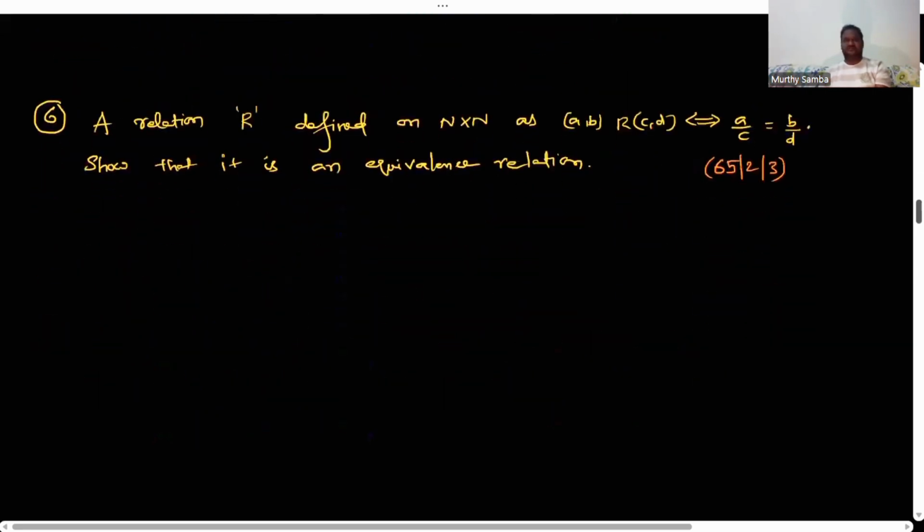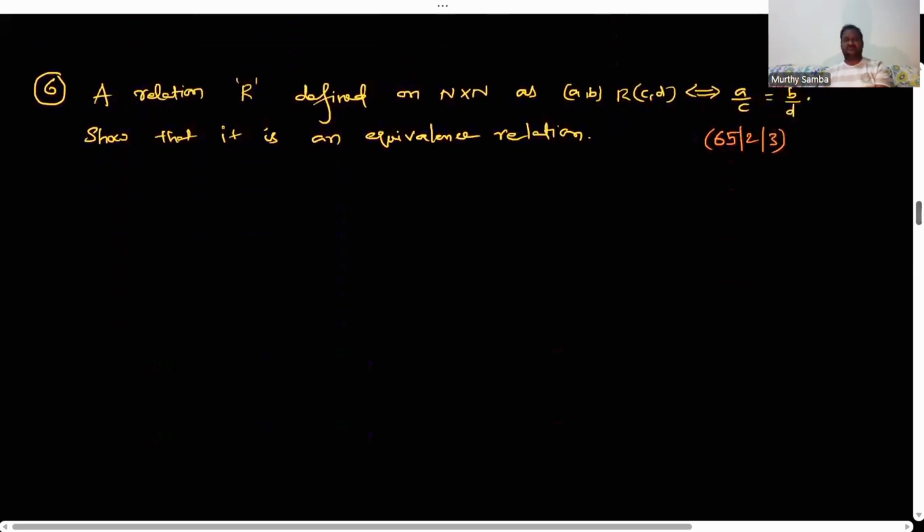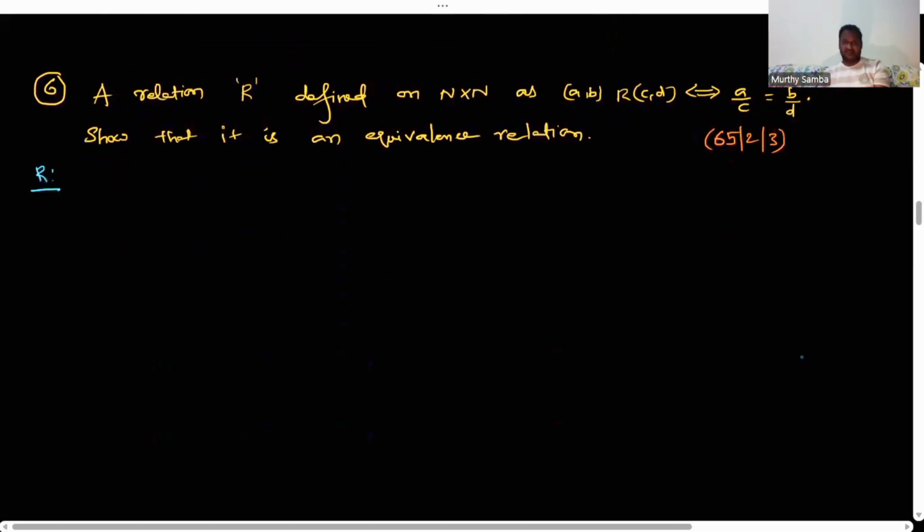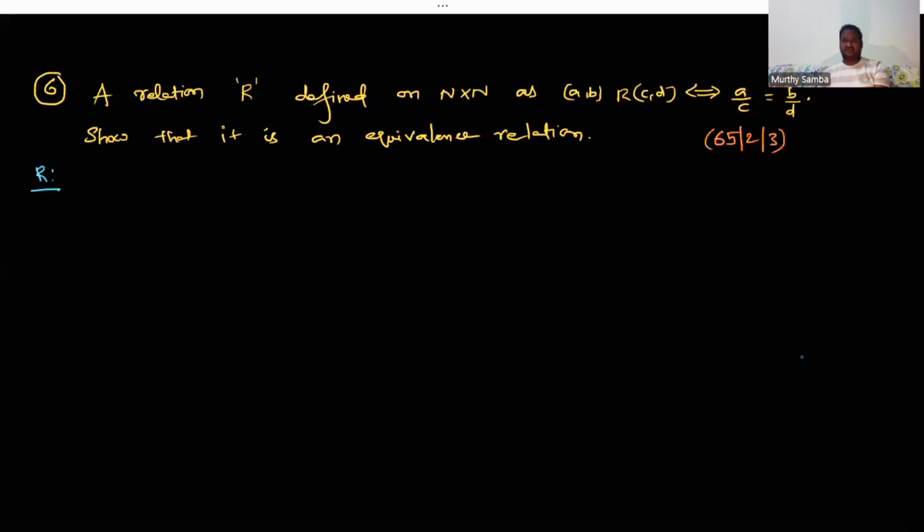So then we'll move on to the next problem. Coming to the next problem, the sixth one. The sixth one is just similar to the fourth one we did before. But anyway, this was given in a board examination, so I'm going to answer this problem. Now coming to the reflexive relation, what is basically the relation given?